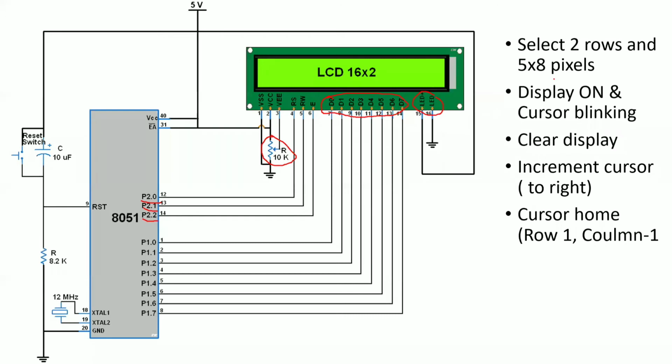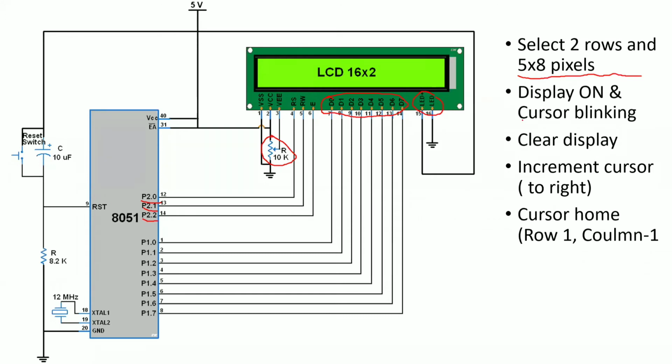The first point is, whenever you are writing the program, you will see the algorithm. So what is the first step you need to do in the program? The first thing is you are going to send the commands. So what are the different commands I am using here? First I am selecting 2 rows and 5 cross 8 pixels. So before turning on the display, I need to select which resolution I need. So I need 2 rows and I am using 5 cross 8 pixels. That means 5 rows and 8 columns, sorry, 8 rows and 5 columns.